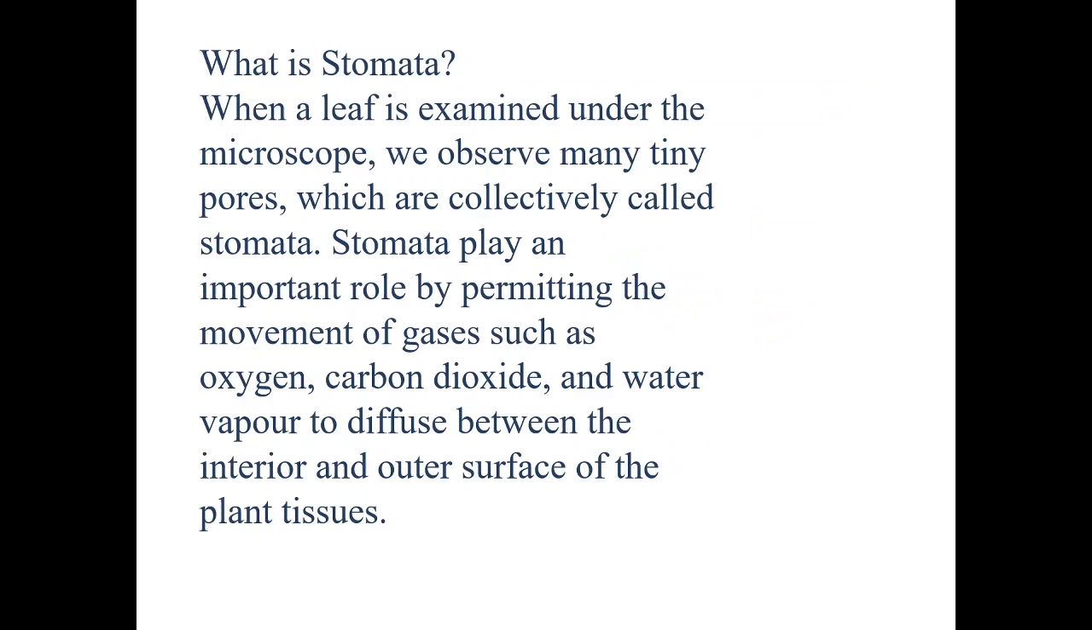Here the stomata plays an important role. What are stomata? Stomata are tiny pores on the surface of leaves. When we examine a leaf under a microscope, you can see the tiny pores. And these tiny pores play an important role by permitting the movement of gases such as oxygen, carbon dioxide and water vapor to diffuse between the interior and outer surface of the plant tissues.